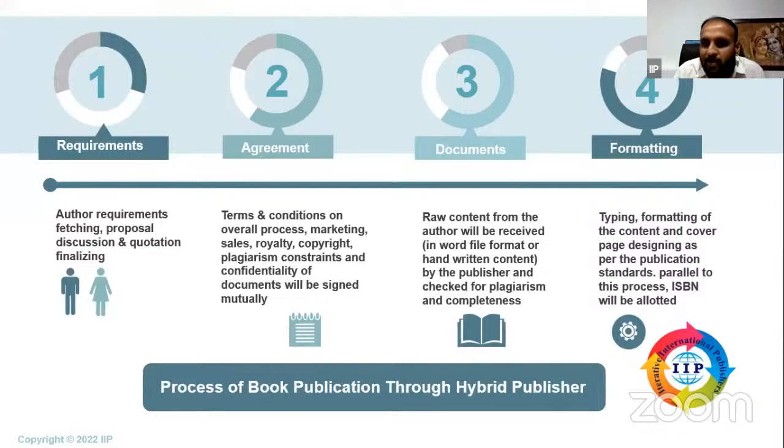And then parallel to this, ISBN allotment will be done, because once you apply in the government portal for the ISBN, it will take around 7 to 8 days for allotting the ISBN after verification of all the author details and also the title of the book and edition of the book. These things will be reviewed by the government department, and then they will give the approval and allot the ISBN. It will take a one-week process. So parallelly we will be doing this formatting process. So requirements, agreements, documents, and formatting.